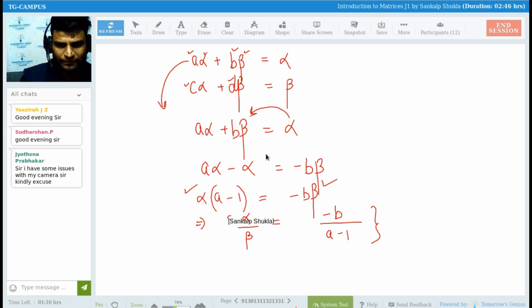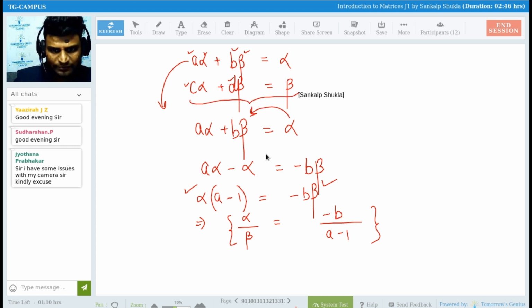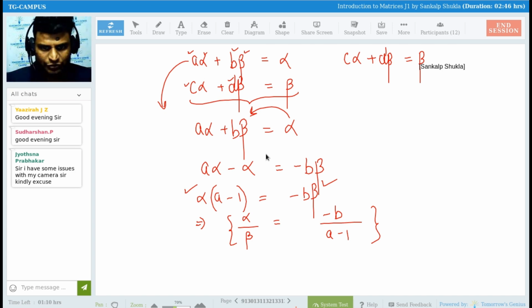See now what we have got? We have got the variables of two families on the same side. Now alpha is with beta only, and minus B and A are on the same side. So this is the thing that you have to do while solving a question. Again we will do the same thing for the second equation. So C alpha plus D beta is equal to beta, right? This is given to you. So now what can we do?